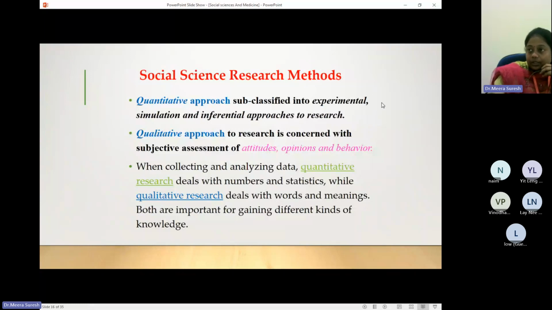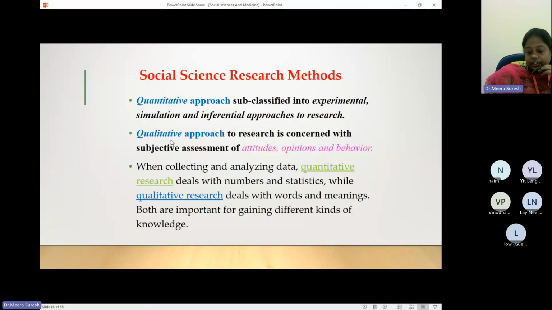There will be experimental, when we are giving some medicine, or an animal experiment or anything, that will be number related. It can be a simulation, where we are trying to make a model and then do it, but then also there will be some numbers involved. And inferential approaches, where we have some statistical data, and from that we come to certain numbers and interpret the data. So these things, where numbers are dealt with, that is the quantitative approach.